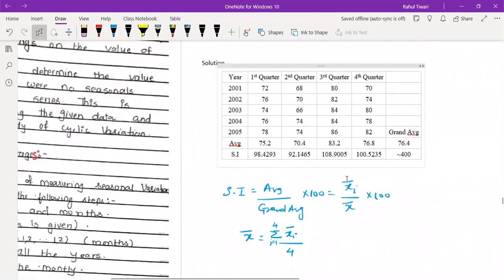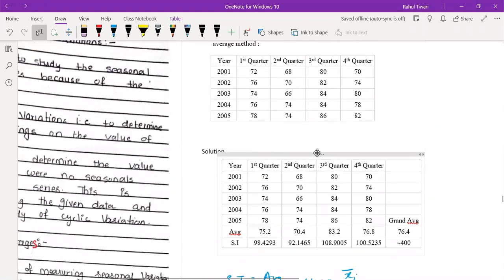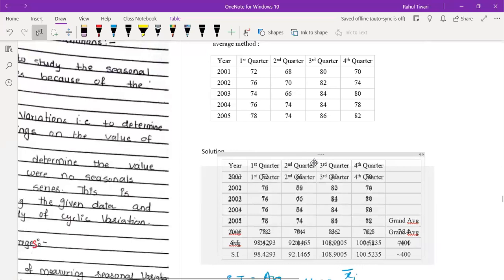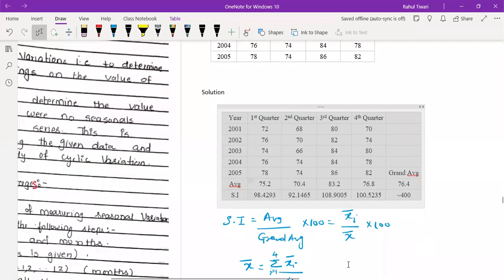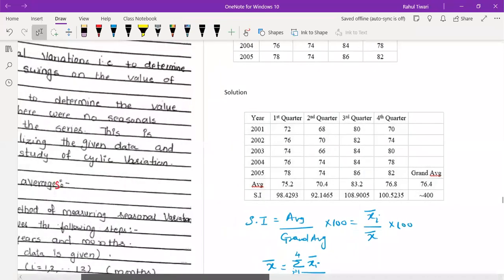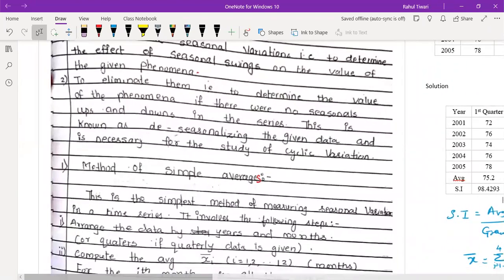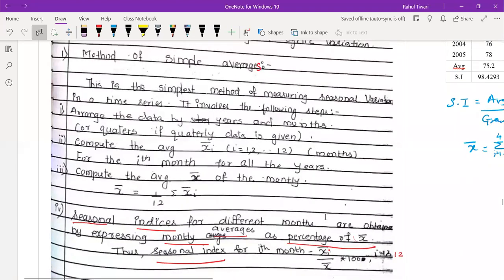So this was a very simple method, very easy to do. That's why the method name is called the simple average method.